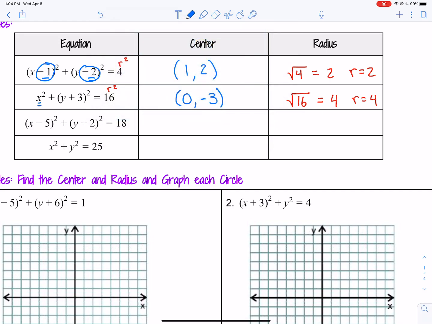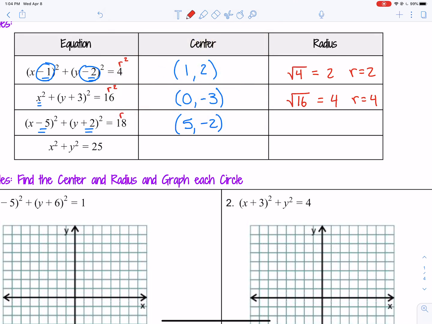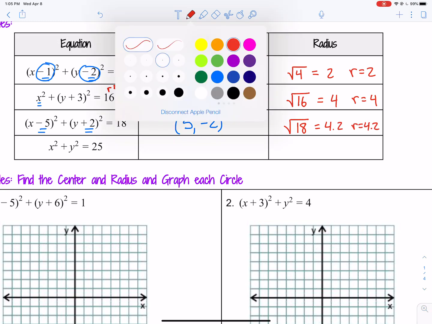All right, so in the next example, we have (x - 5)^2 + (y + 2)^2 = 18. So our center point would just be (5, -2). Just change the sign of those numbers. 18 is equal to r squared. So the square root of 18 would be our radius. And we could get a decimal, or you could simplify the radical. I'm just going to get a decimal. So I'll say that's equal to about 4.2. So our radius in that case is 4.2.